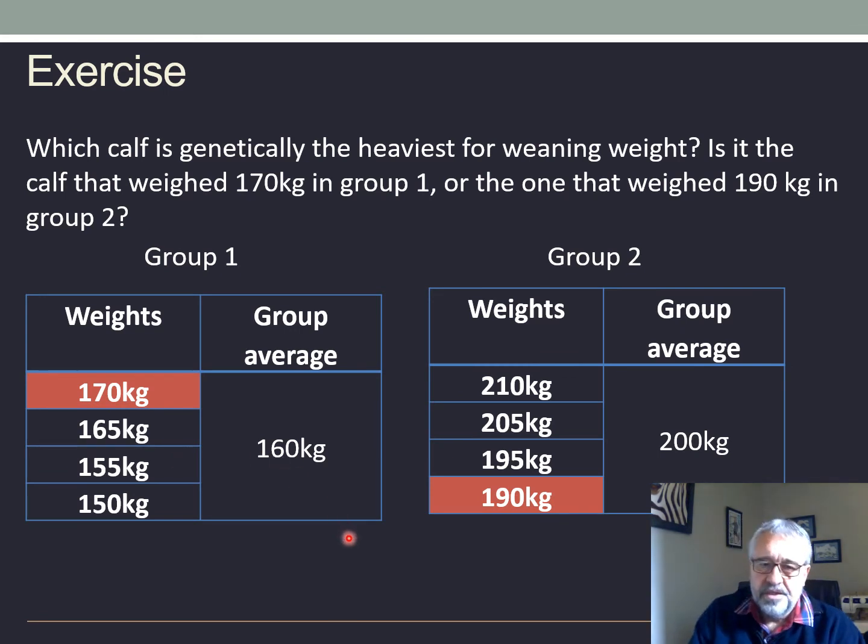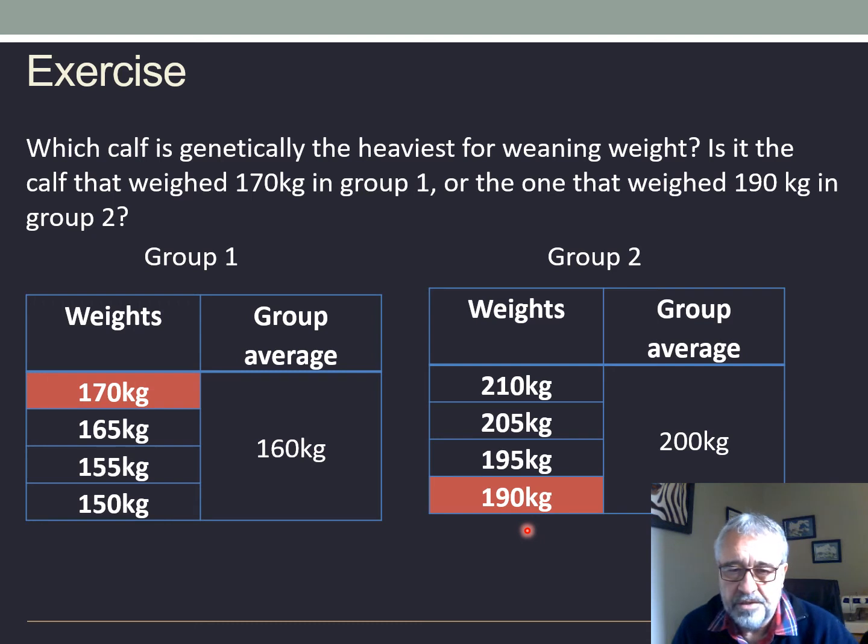Okay, this is just a quick exercise, and I think this is just a recap of what I've said so far. Which calf is genetically the heaviest for weaning weight? Is it the calf that weighed 170 in group 1 or the one that weighed 190 in group 2?